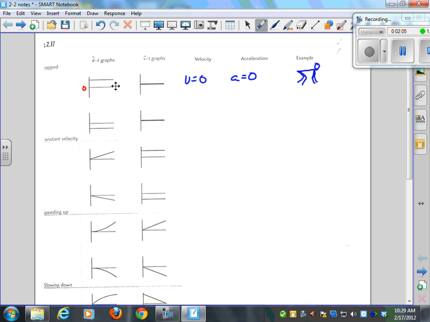So, in fact, the example should probably have a line there indicating that they are to the right of the start line. I suppose it's like a relay. Good idea. Does everybody understand why? Because the position time graph here is above 0. So in other words, they're not starting at the origin.